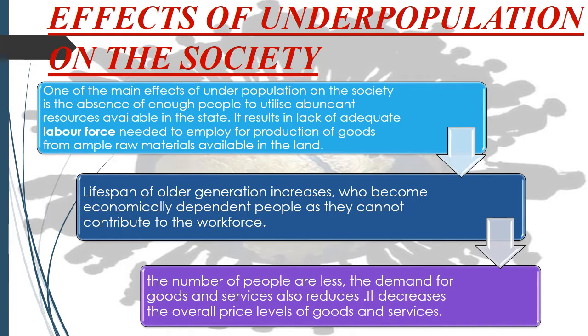The number of people who can work is smaller, and the demand for goods and services also reduces, and it decreases the overall price level of goods and services. There are not enough people to develop the natural resources of the country. So this is one of the main effects of underpopulation on the society, the absence of enough people to utilize abundant resources available in the state. So it results in a lack of adequate labor force, as I said before.